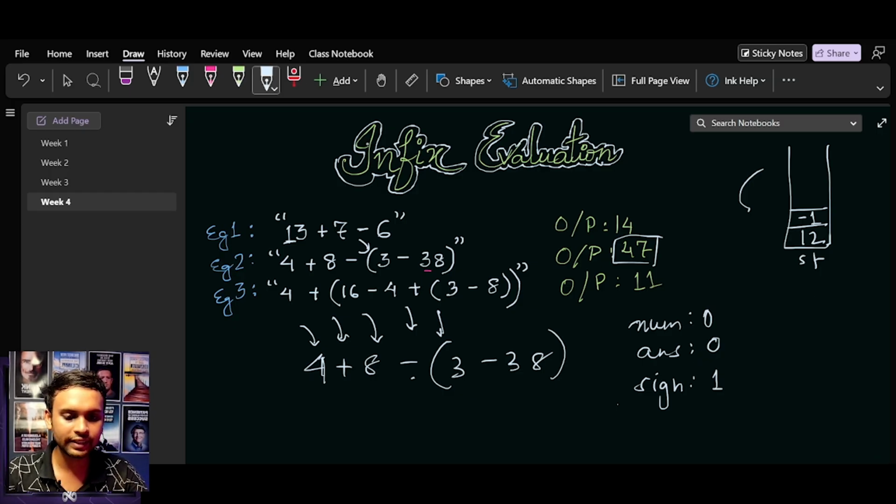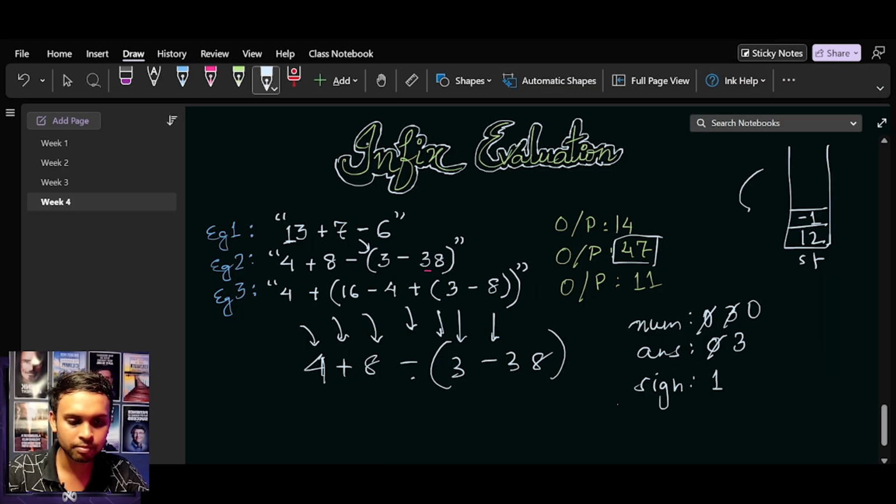Now after resetting, we will move inside, I find a 3, my num will become 3. After that I find a minus sign, so I know that in my num a variable is stored, so I will multiply num with sign, which will be 3 into 1, 3, and I will add that to my answer and reset my num, and then I will change the sign variable to minus 1 because I am standing on a negative. Then I will come to this 3, so my num will become 3, and then I will come to this 8, so my num will become 38.